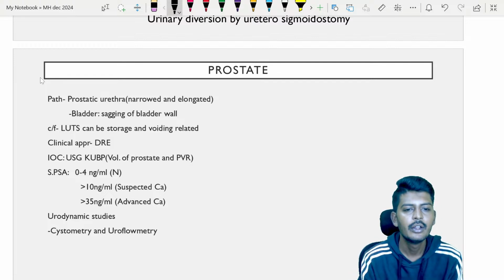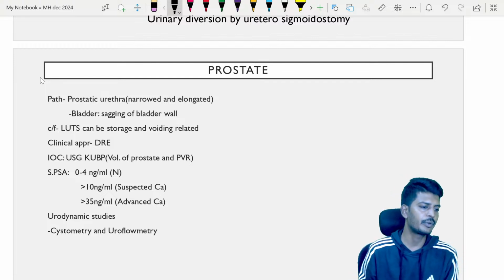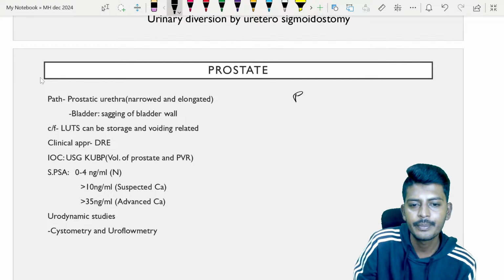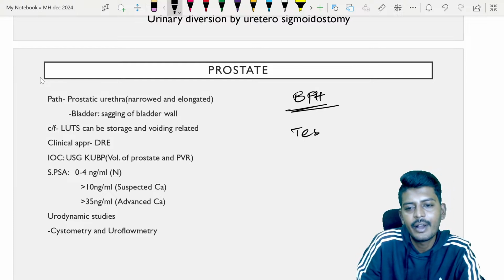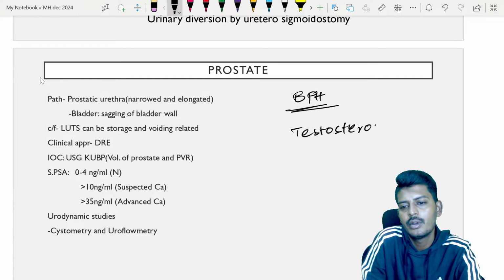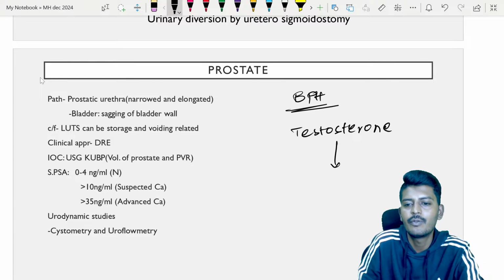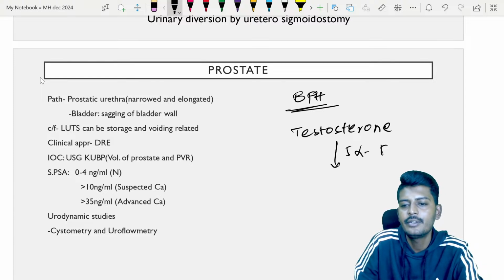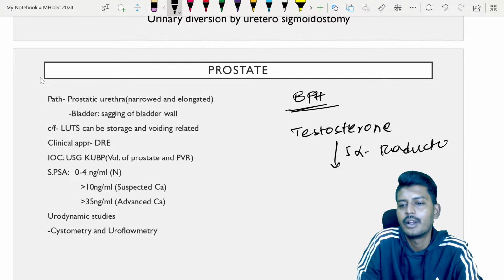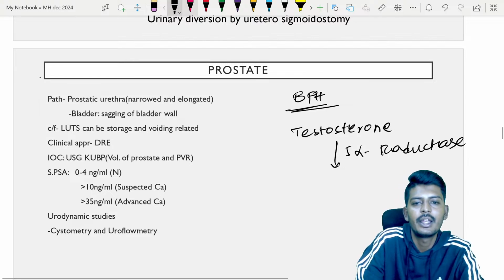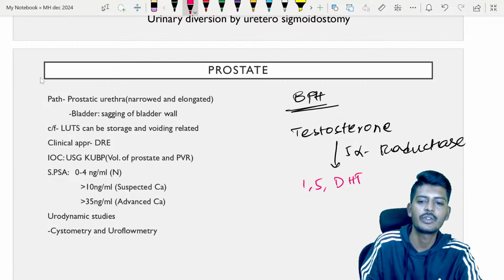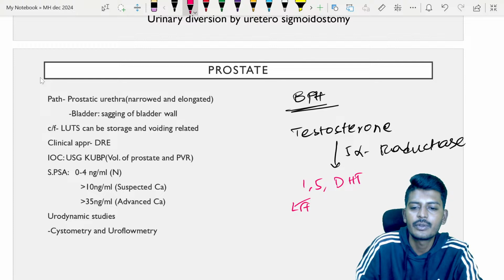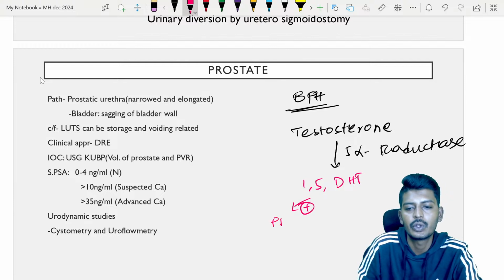Okay, so let's go to the next one, that is the prostate. The most important disease of the prostate which I would like to discuss, my dear students, is BPH. To understand BPH, first let's understand, in the male we have a hormone called testosterone. Now this testosterone undergoes the influence of an enzyme called 5-alpha reductase. This 5-alpha reductase creates dihydrotestosterone. This dihydrotestosterone goes and stimulates prostate growth.